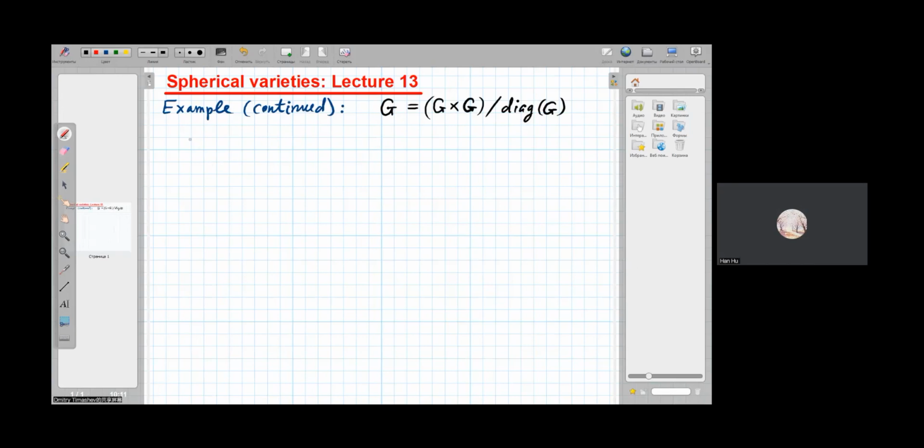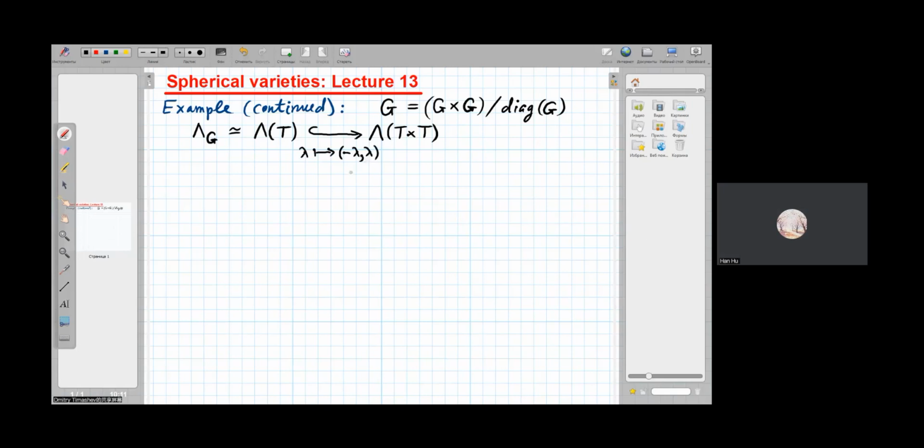Let me recall that the weight lattice in this case can be identified with the character lattice of the maximal torus in G, and it is embedded in the character lattice of the maximal torus in G cross G, that is, in T cross T, in the anti-diagonal way. That is, the character lambda is mapped to the pair minus lambda and lambda.